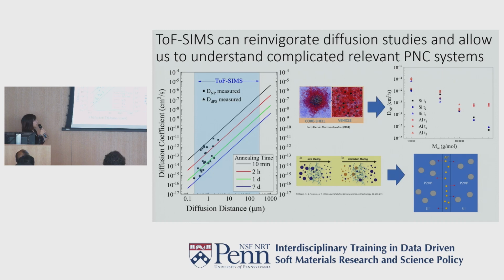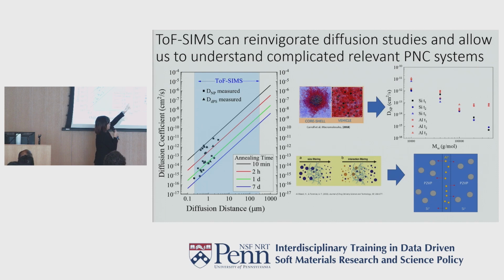And so basically, the selling point here is TOF-SIMS can reinvigorate diffusion studies and allows us to understand complicated and relevant polymer nanocomposite systems. So here's the range of diffusion coefficients you can measure with TOF-SIMS. It's about 10 to the negative 16 to 10 to the negative 7-ish. It's almost 10 orders of magnitude, which is huge, amazing.